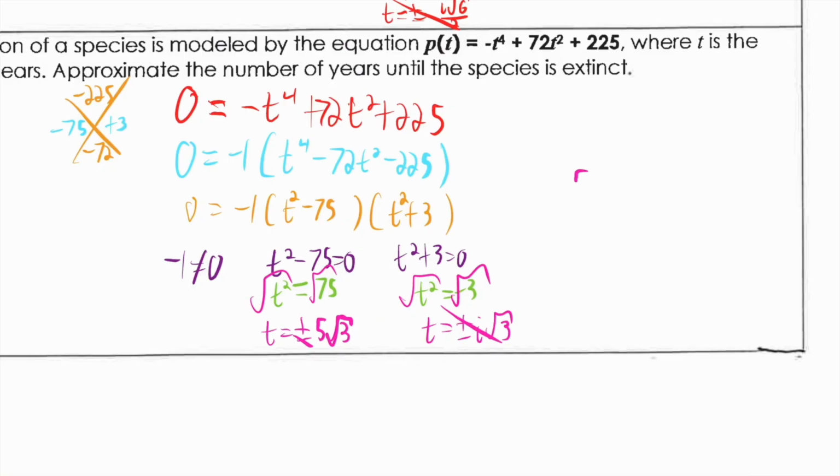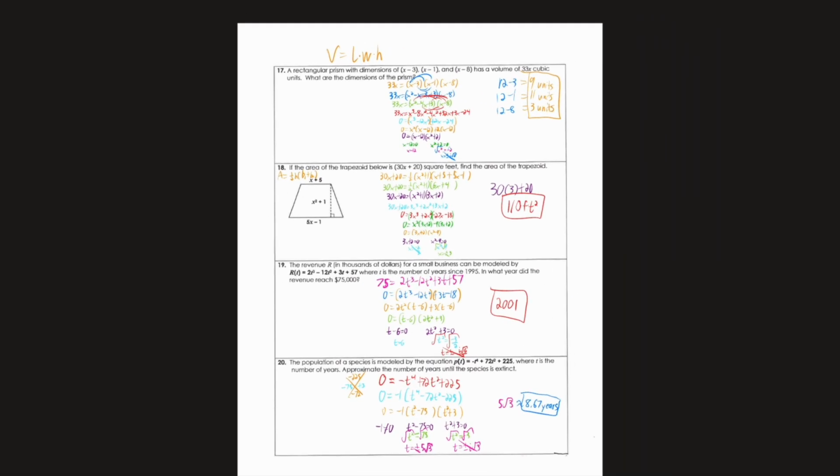So my answer is 5 square root 3, but that's not very helpful when we're talking about a number of years. So we'll approximate that. And it is approximately 8.67 years when you round to the nearest hundredth, 2 decimal places. And that'll wrap up this section of Algebra 2, which was 5.5.